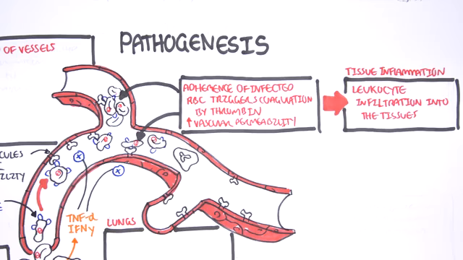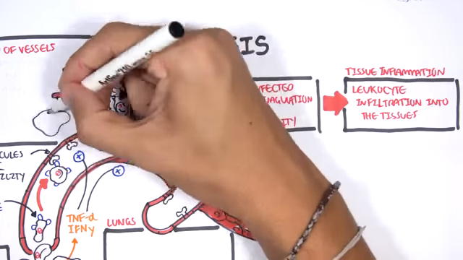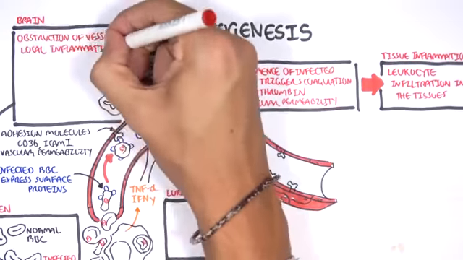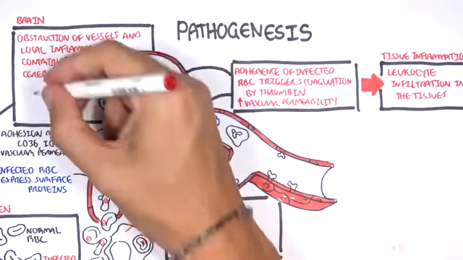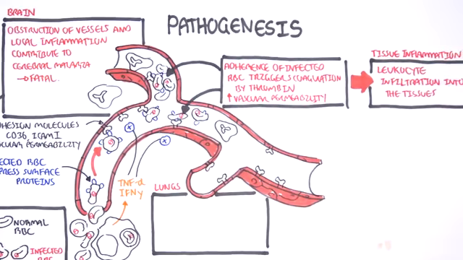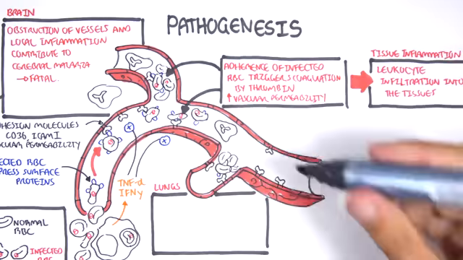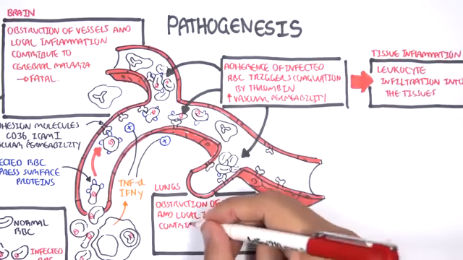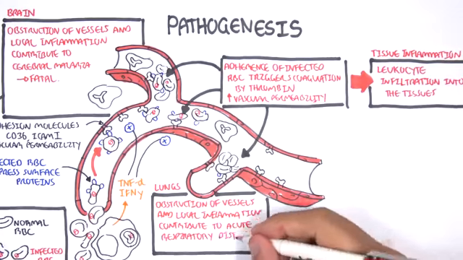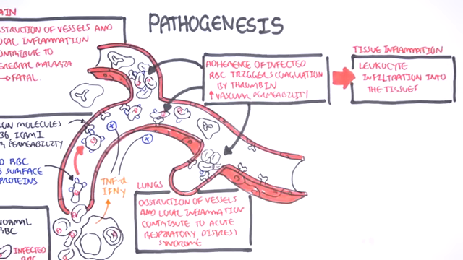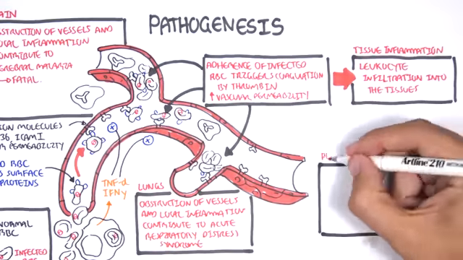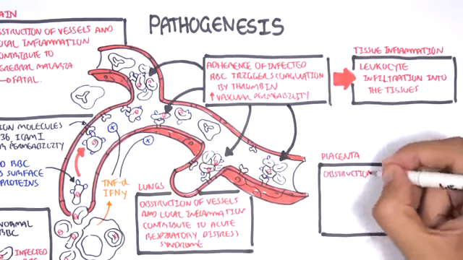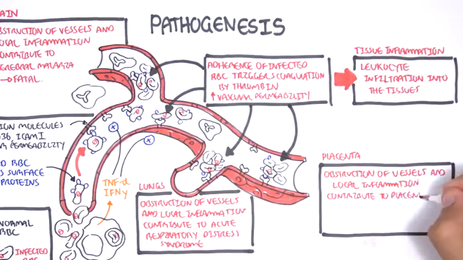So to summarize, in the brain, if we have obstruction of the vessels and local inflammation here, this can lead to what's called cerebral malaria, which is fatal. In the lungs, the obstruction of vessels and local inflammation contribute to acute respiratory distress. In the placenta, if it is a pregnant lady, the obstruction of vessel and local inflammation can contribute to placental malaria, which is fatal as well.